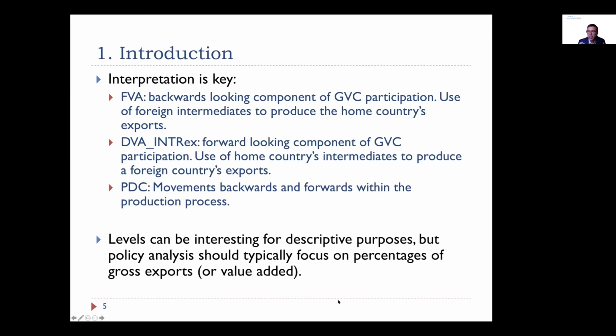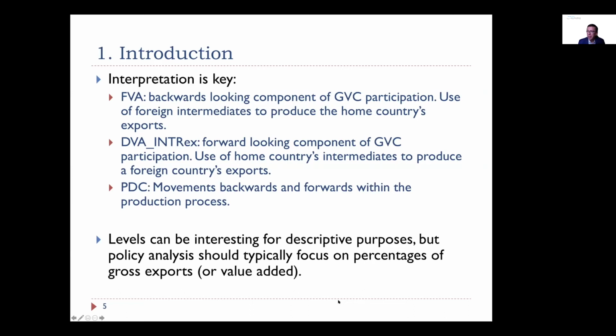So in interpretation, again, just before we get into it, that's really the whole secret to this. FVA, you remember, is backward linkages, so foreign-sourced intermediate goods and services that are incorporated in the home country's exports. Forward linkages concept: exports from the home country that are intermediates used in the production of some other country's exports. And then we have pure double counting, that is to say, movements of goods and services backwards and forwards across borders numerous times during the production process.